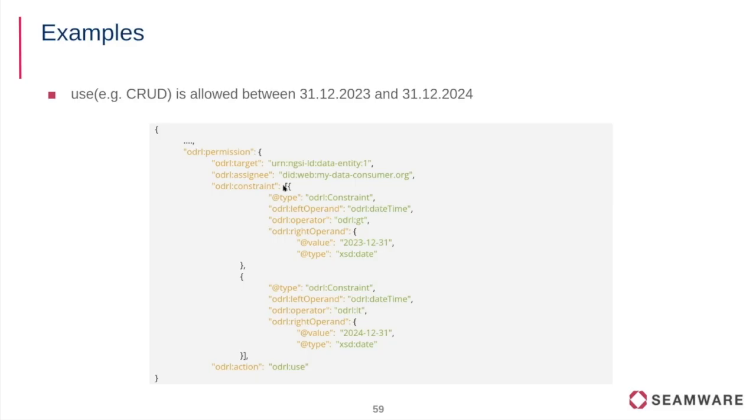If nothing is provided here, then it's automatically an AND constraint. If my date time is greater than the 31st December of 23, and our date time is lower than the 31st December of 24, then we give the permission. Yeah, those are the examples for our ODRL.